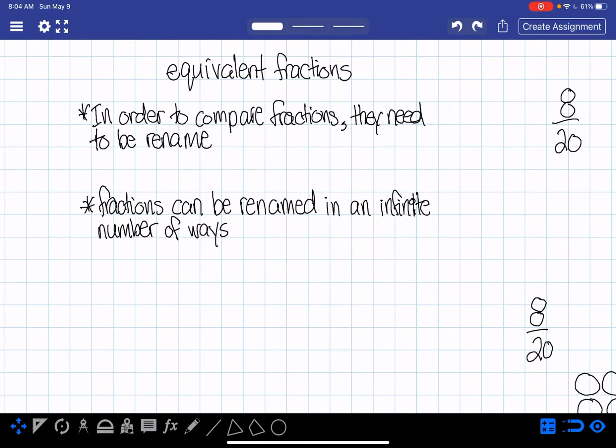And for our big ideas, if you look at our points, the first one is in order to compare fractions, they need to be renamed, right? But not only to compare them to see which one's greater or less than, they also need to be renamed to perform certain functions like adding and subtracting fractions. Okay, so keep that in mind as we go on in the video. And the next big idea is fractions can be renamed in an infinite number of ways, and we'll talk about both.